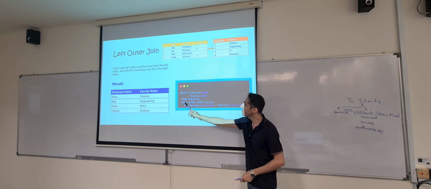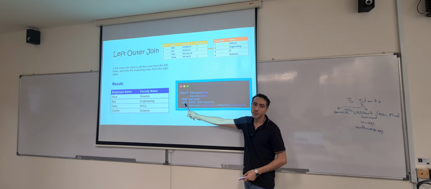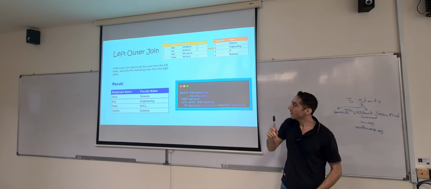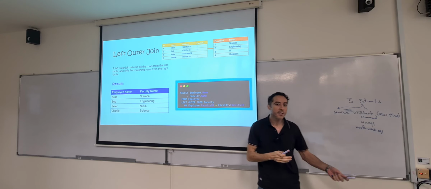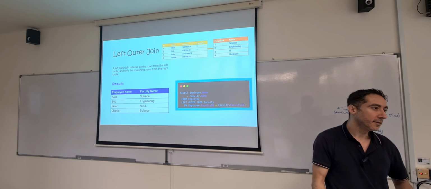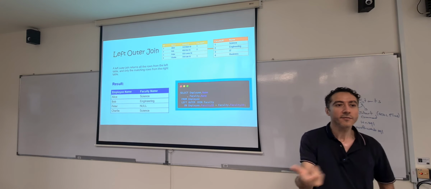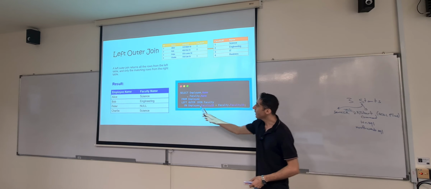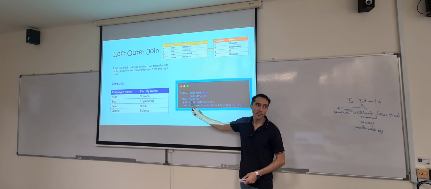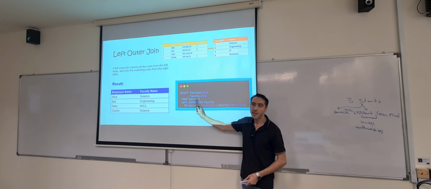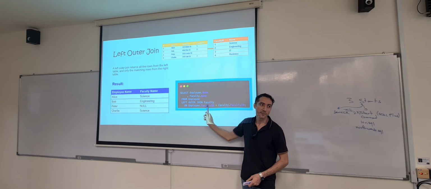In this case, if I just change from inner join to left outer join, the first thing you need to understand is that when we say left and right, you need to identify which table is considered left and which table is right. Which table has been mentioned first? Employee, followed by left outer join, faculty. That means this is the left table, this is the right table.